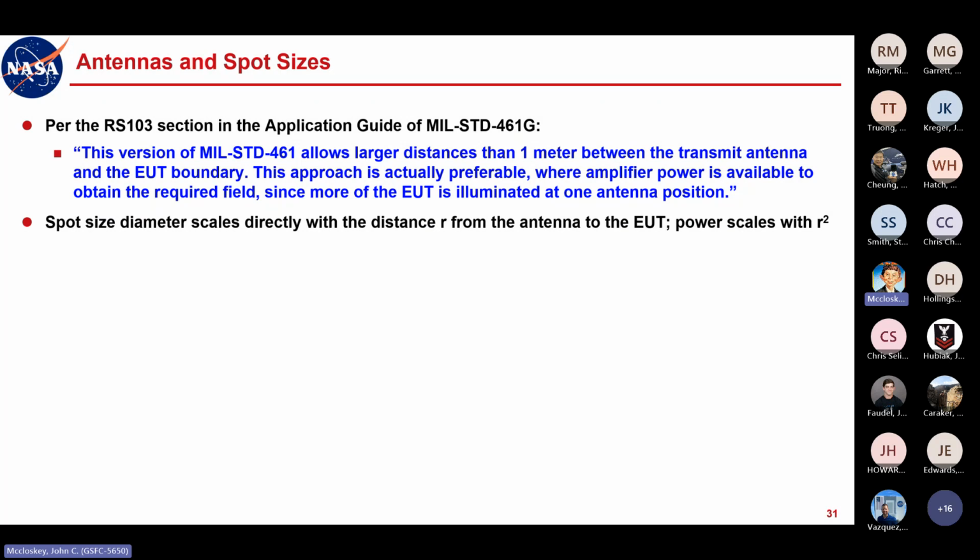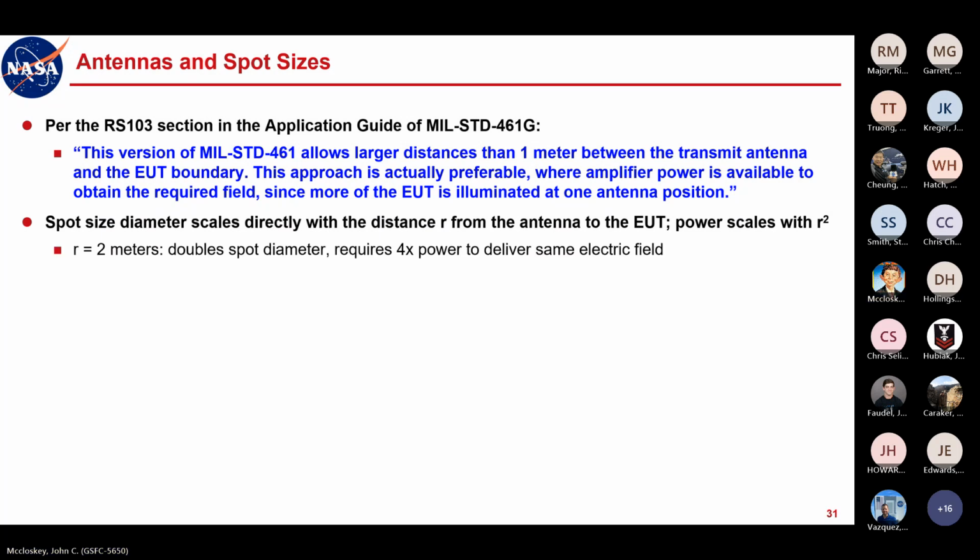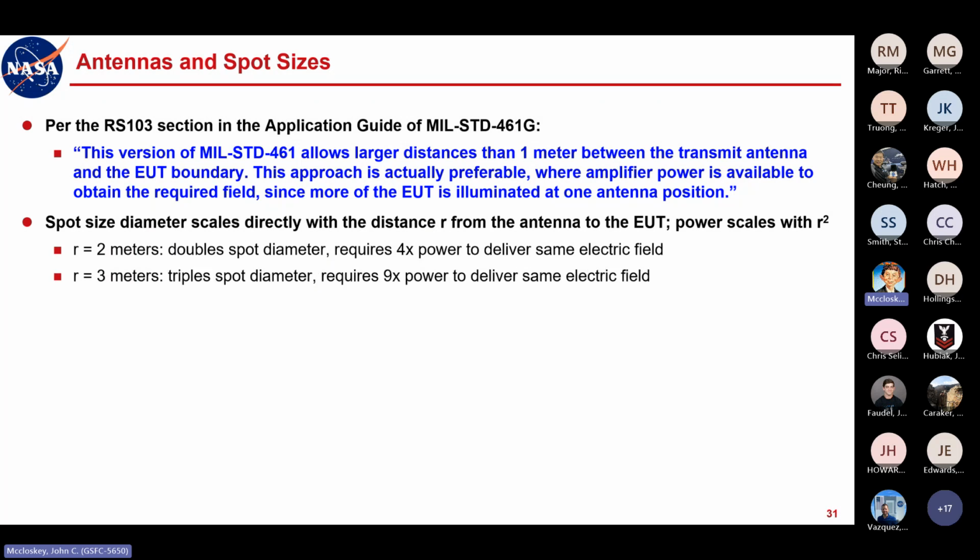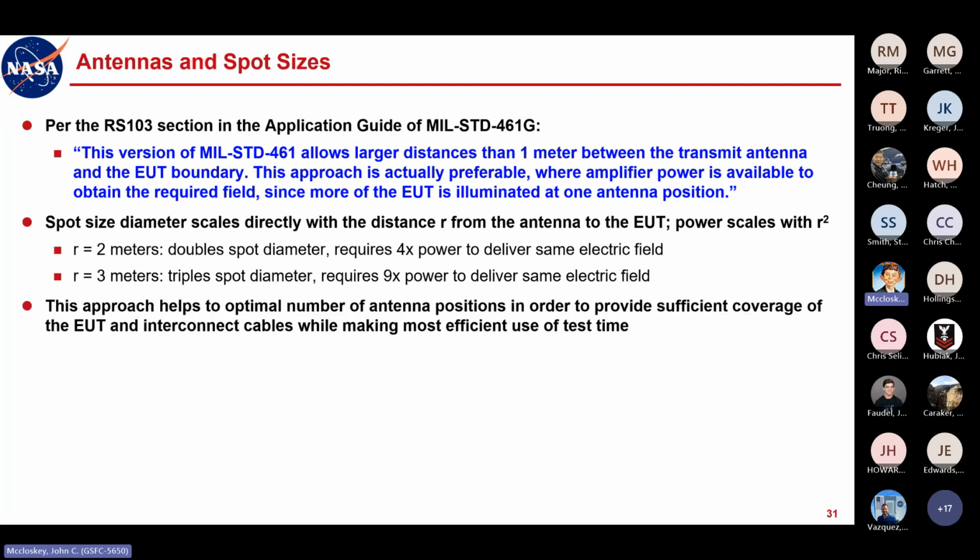So the spot size diameter scales directly with the distance R, but then note that the power that you need to provide a given electric field will scale with the square of that distance R. So just for example, if you move the antenna back to 2 meters, that doubles the spot diameter, but you need 4 times the power. 3 meters triples the spot diameter. Now you need, well, almost 10 times the power, 9 times the power to deliver the same electric field.